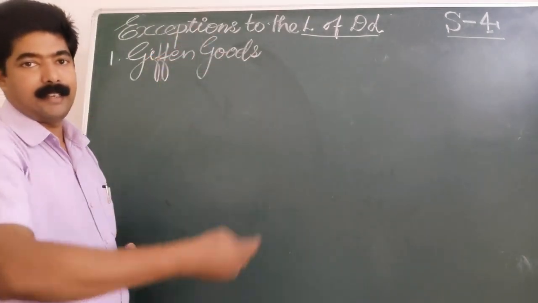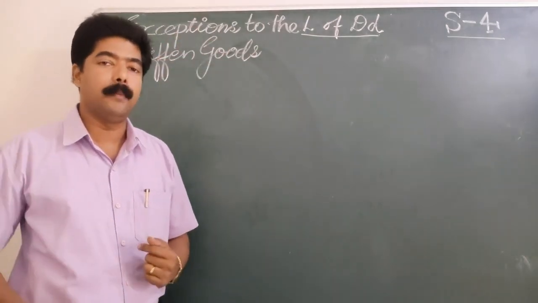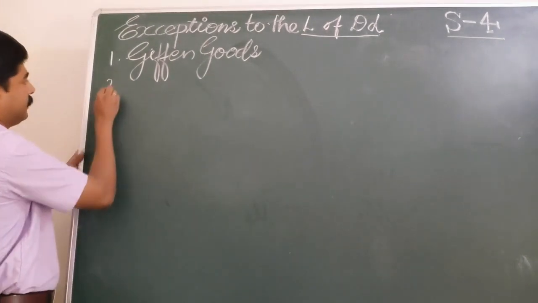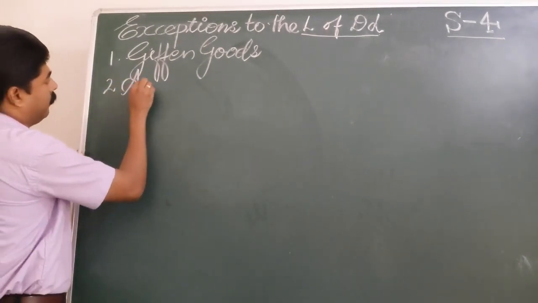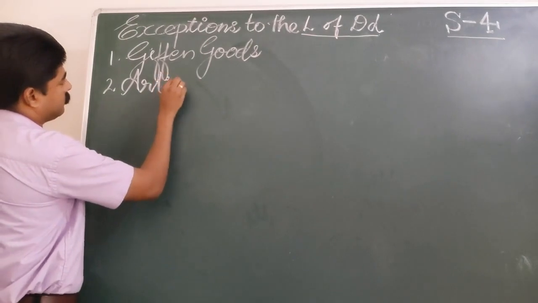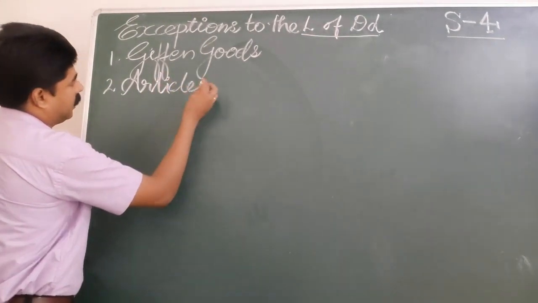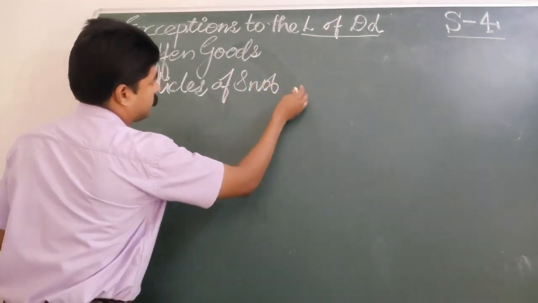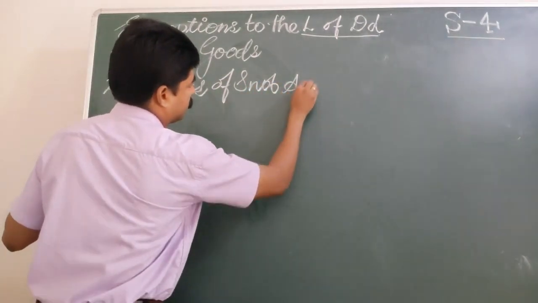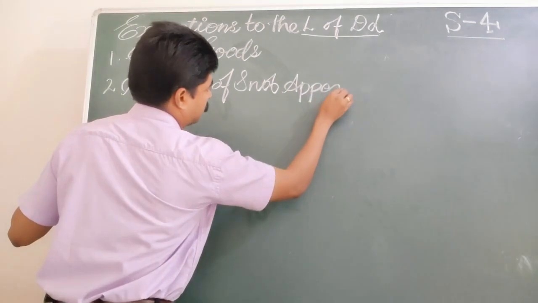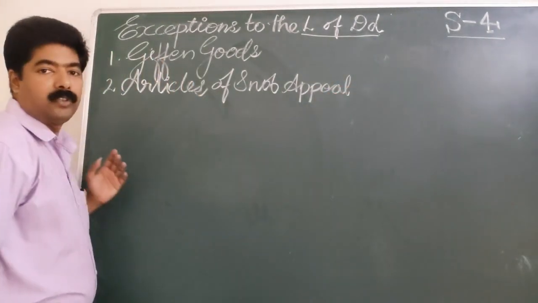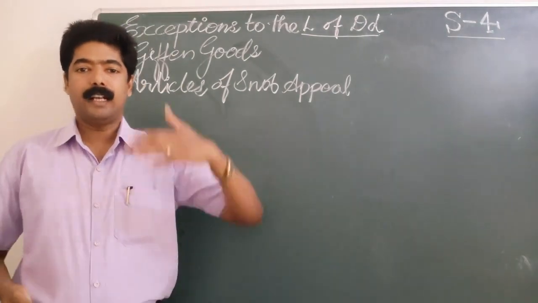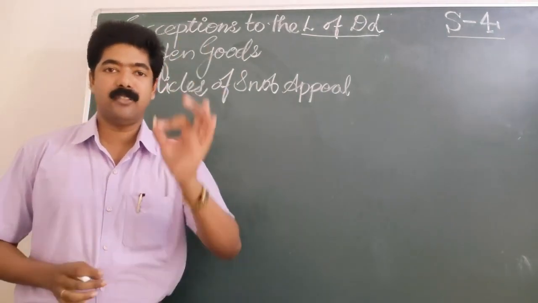And the second exception to the law of demand is articles of snob appeal. You can write that. Articles of snob appeal. What is snob appeal? The commodities which serve as a status symbol.